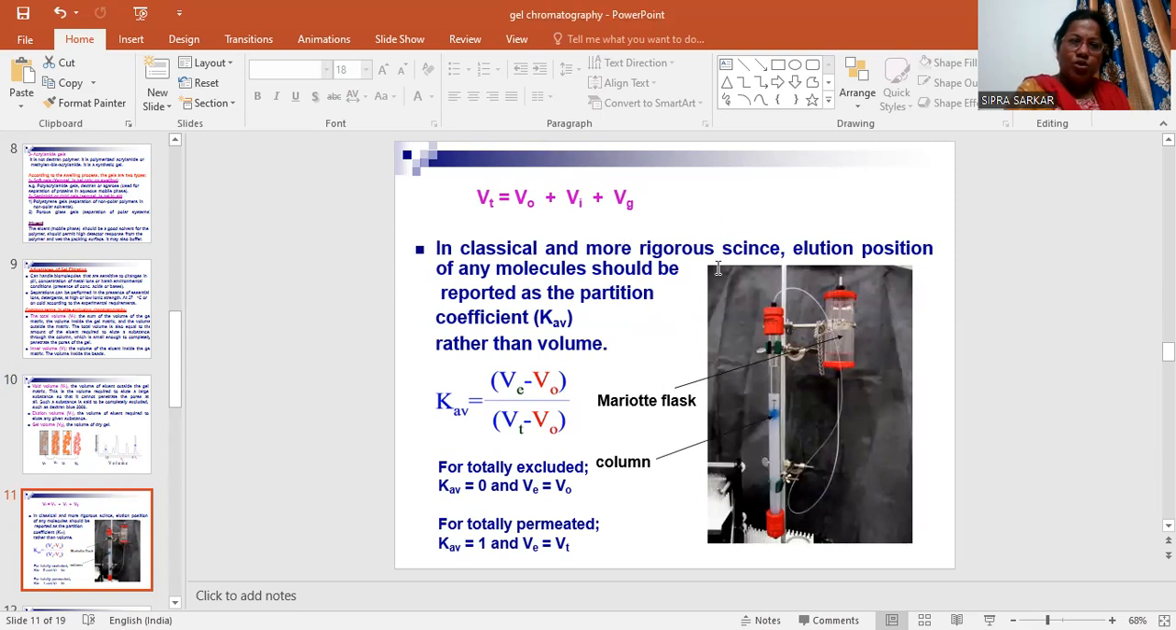In a classical and more rigorous sense, the elution position of any molecule should be reported as the partition coefficient, Kav. That is Ve minus V0, elution volume minus void volume, over Vt minus V0. That is the ratio of those two components, and that is known as Kav, the partition coefficient. In this way, you can get the partition coefficient of that component, also for totally excluded molecules.